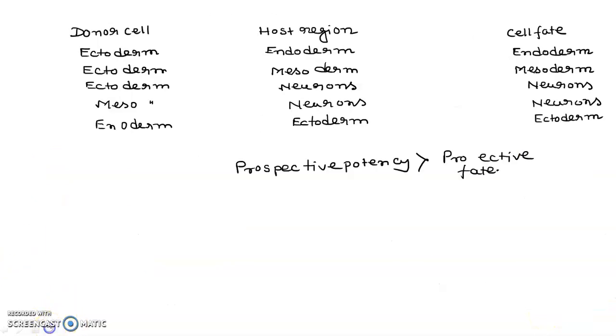Next, you can see the donor cell, host region, and cell fate. The donor cell is ectoderm, the host region is endoderm, and the cell fate is also endoderm. Donor cell ectoderm, host region mesoderm, cell fate mesoderm. Donor cell ectoderm, host region neuron, cell fate neuron. Whatever the host region is, the cell fate is determined by the host region. So here we can say that prospective potency is greater than prospective fate.